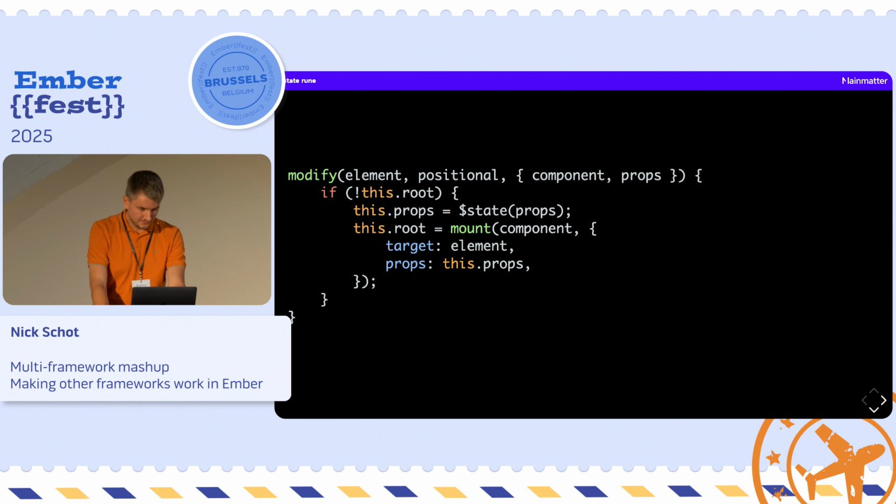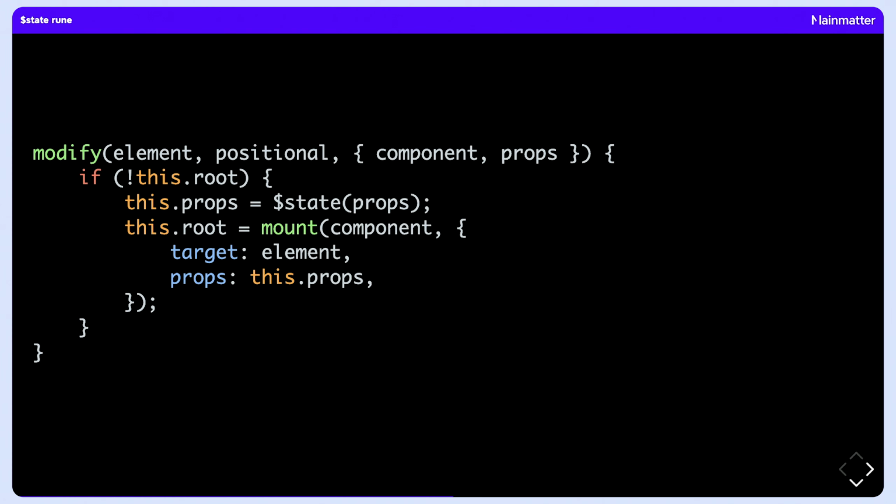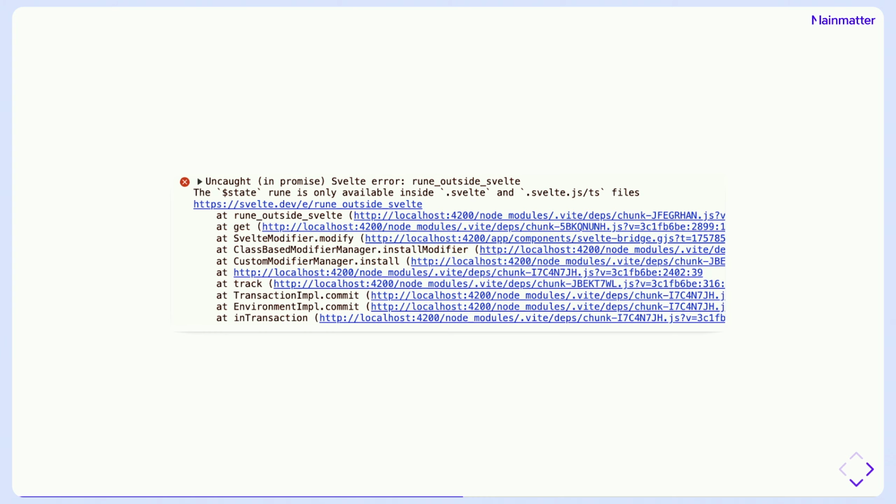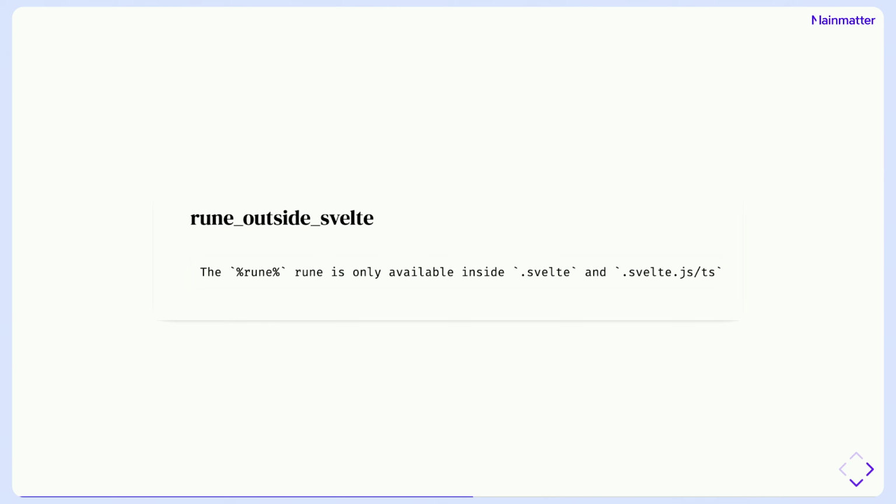So let's modify our modifier and wrap our props in a $state rune. Alright. $state rune is only available inside .svelte and .svelte.js/ts files. Of course, doesn't work in a GJS file in that case. So let's visit the link in the error. There's not really anything useful here, but the message itself does give us a hint. It's the same message we got in our browser.